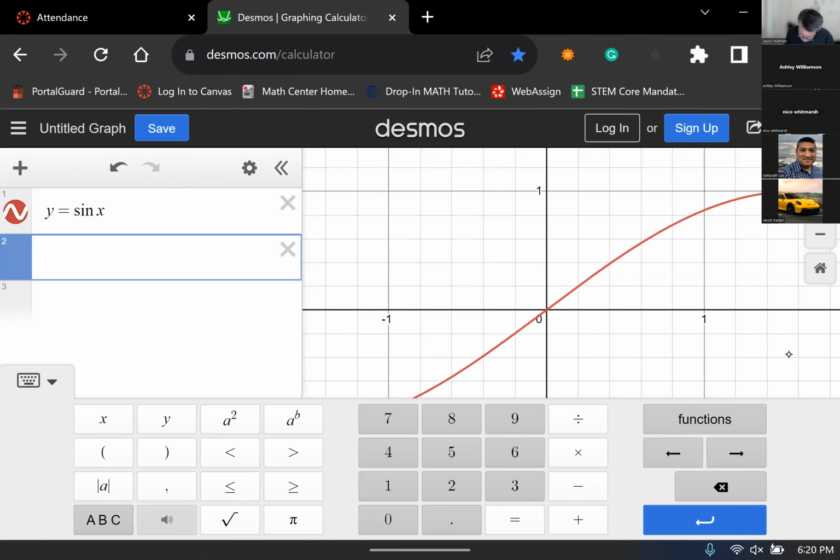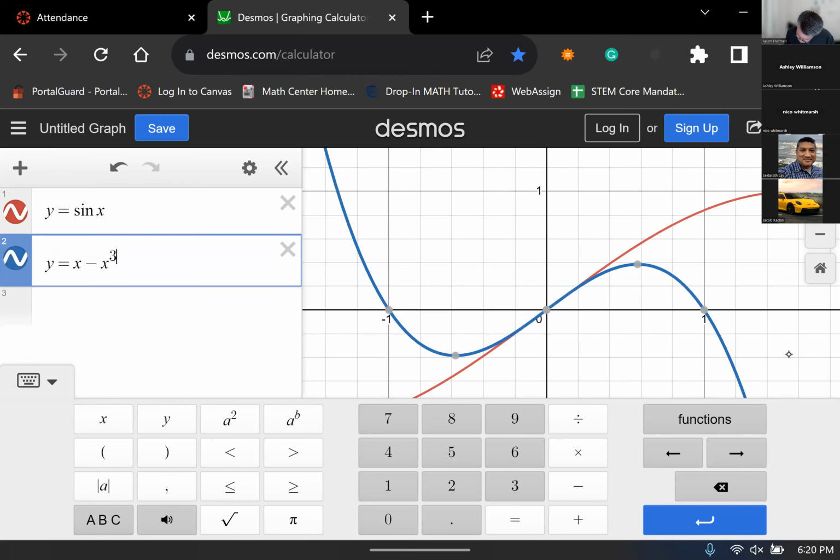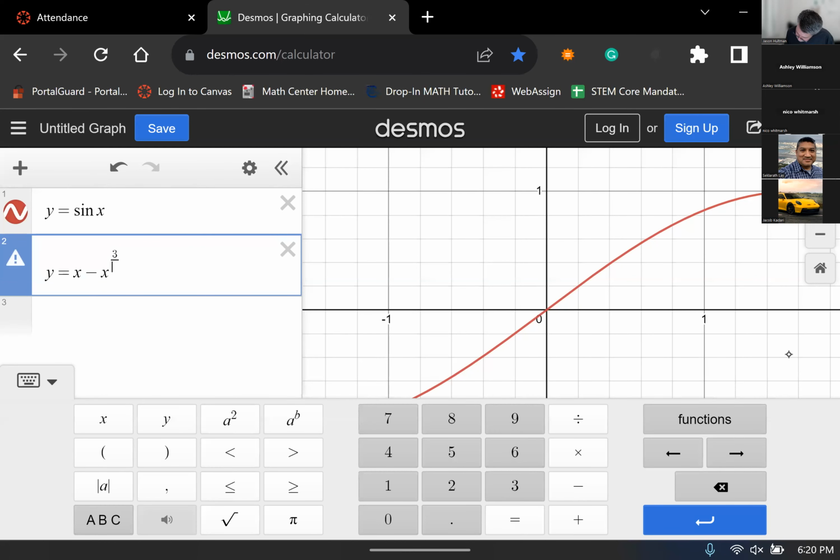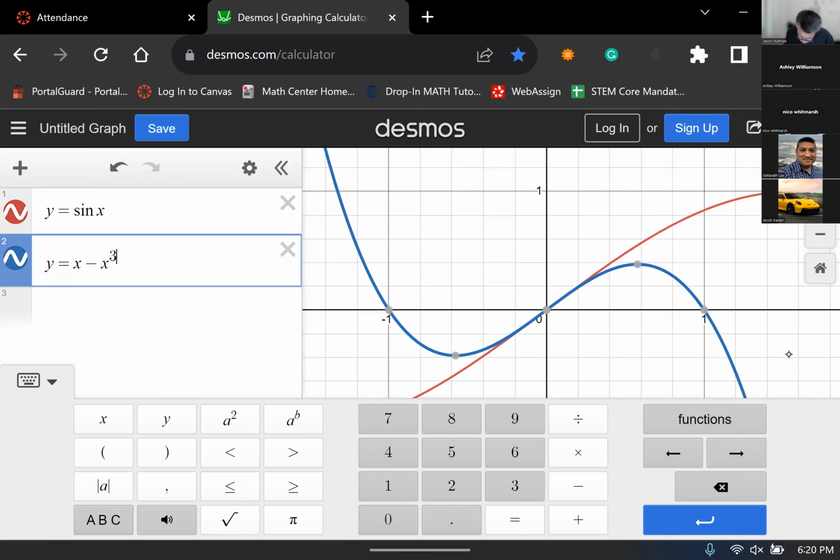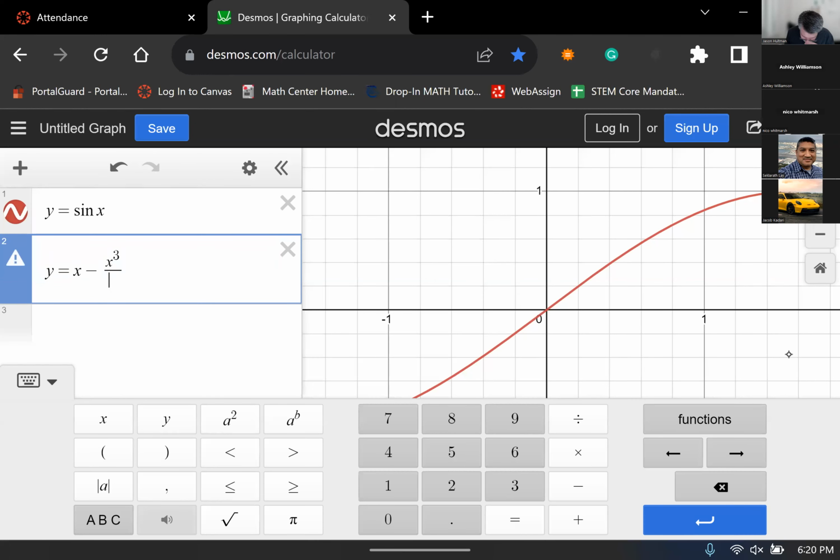So let's plug in our Taylor polynomial of what? x minus x cubed over 3 factorial, which is 6, and then plus x to the 5th over 5 factorial, which is 120.